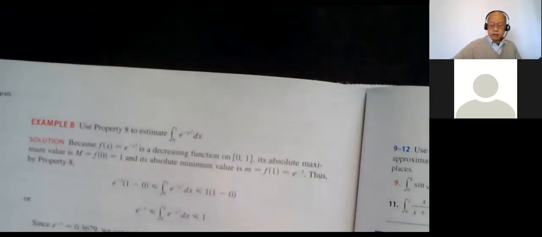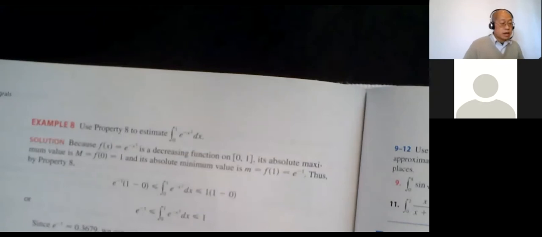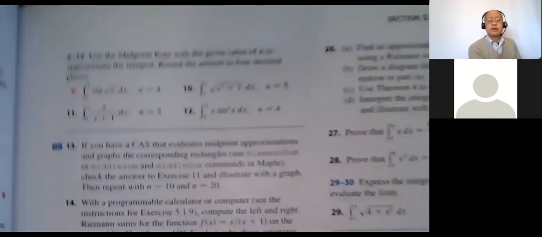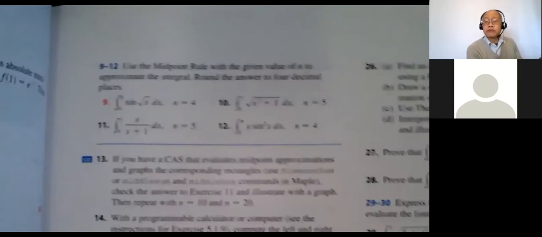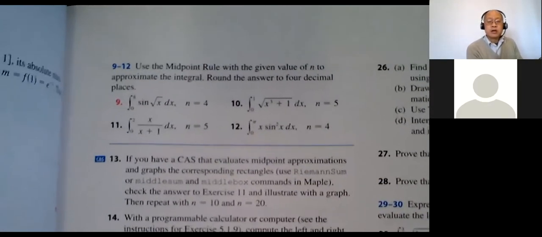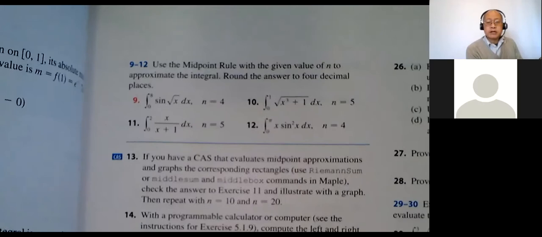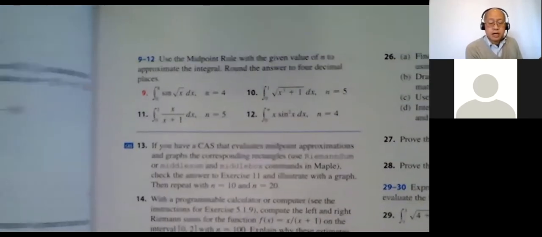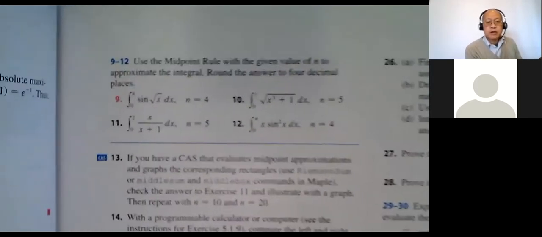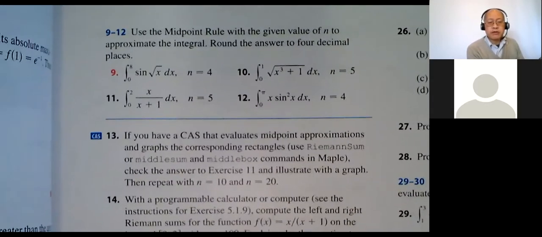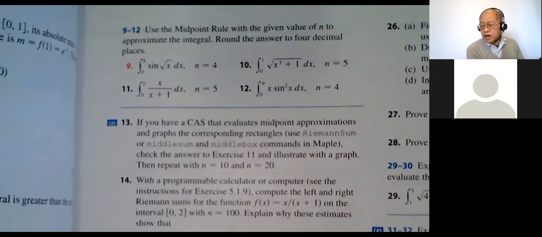Okay, so that's how to do that one. Okay, now we have some problems. 9 and 11. Use the midpoint rule with the given value of n to approximate the integral. Round the answer to 4 decimal places. So let me do number 11. Integral from 0 to 2, x over x plus 1, n equals 5.